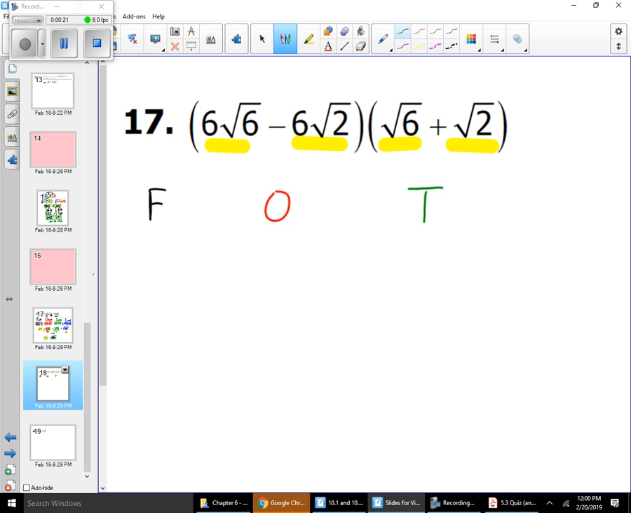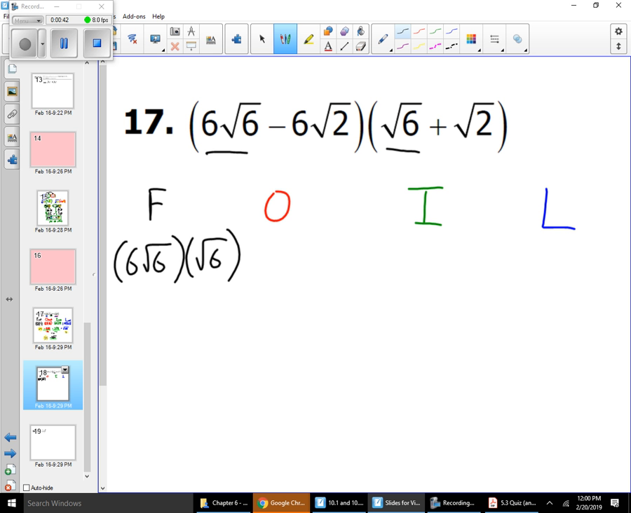So let's go ahead and set it up. The acronym we like to use here is FOIL. It stands for first, outside, inside, last. So if I look at my first terms, that's a 6 root 6 and a root 6. That is the first of our 4 multiplications.